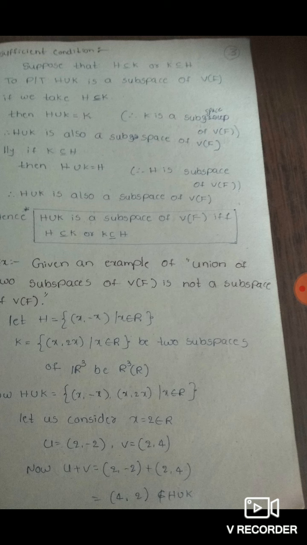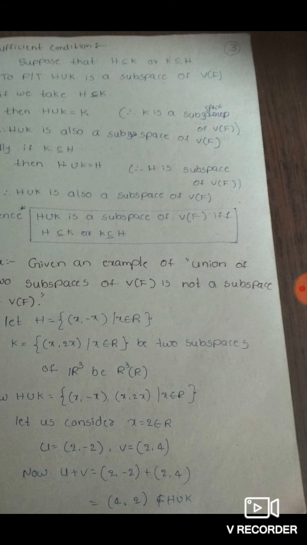Hence H union K is a subspace of V of F if and only if H is a subset of K or K is a subset of H. Therefore, the union of two subspaces is a subspace if and only if one is contained in the other, that is, H is contained in K or K is contained in H. This is the condition for the union of two subspaces, where H and K are two subspaces. Okay, the theorem is over.